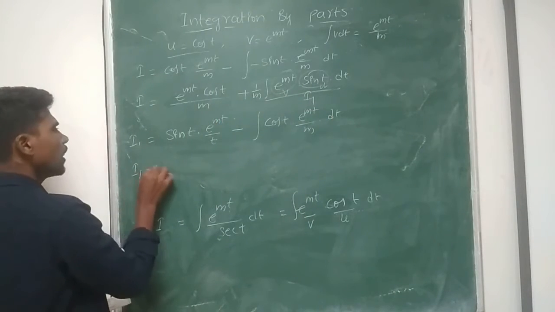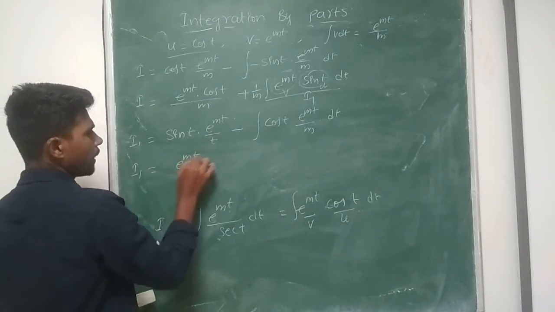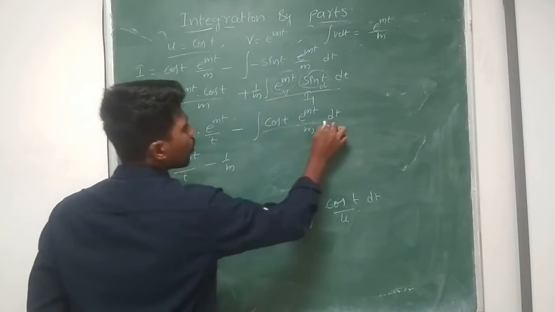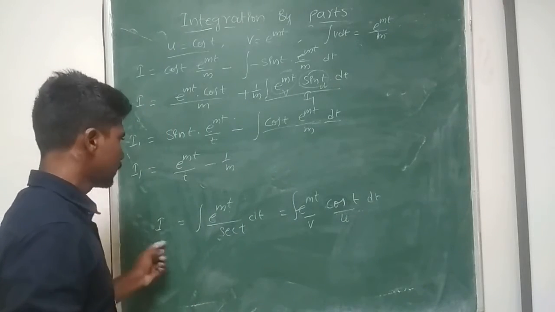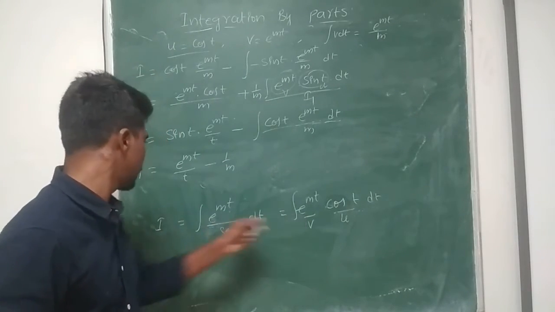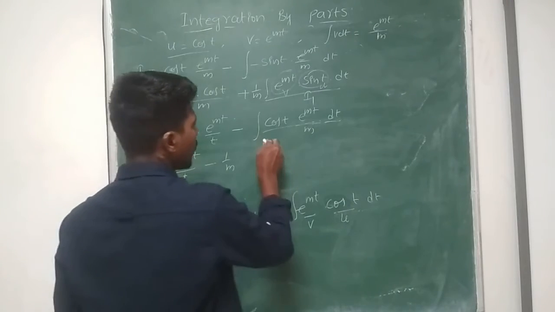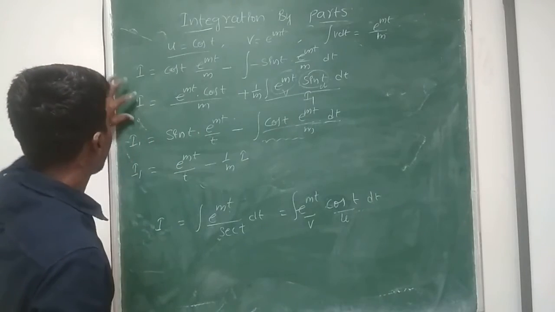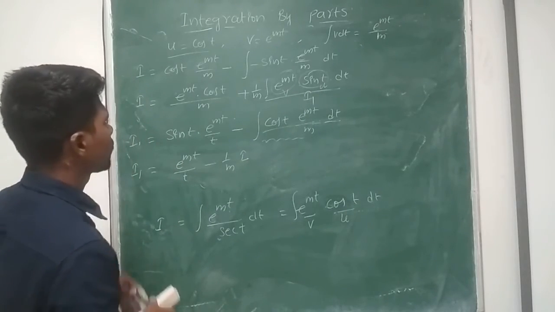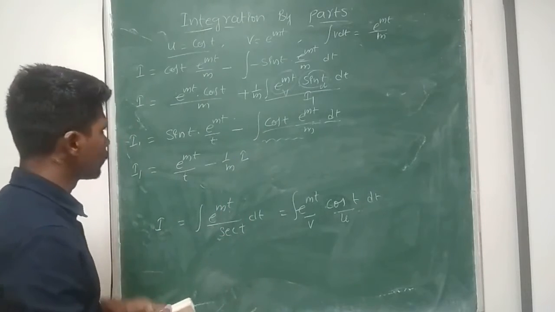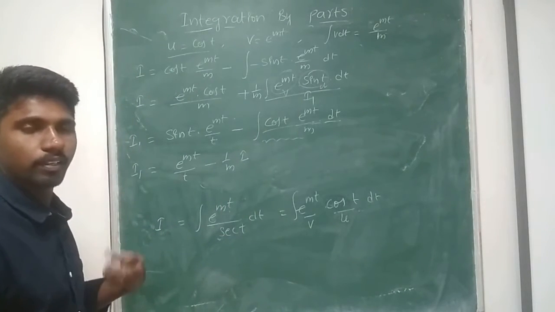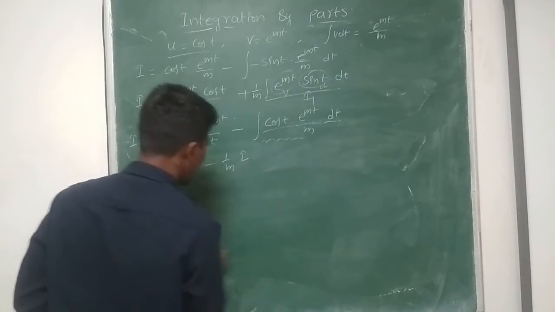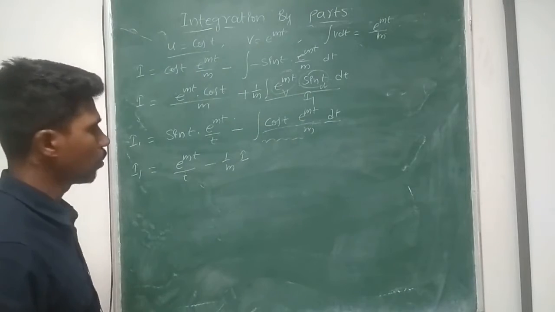Now I1 is equal to e power mt by m minus 1 by m into cos t into e power mt dt. Cos t into e power mt dt is nothing but I. So I replace this one by I. So now in I, substitute I1. Don't get confused. We are doing twice and thrice, three times integration, two times integration. That is only the problem, right? We are doing thrice or twice.